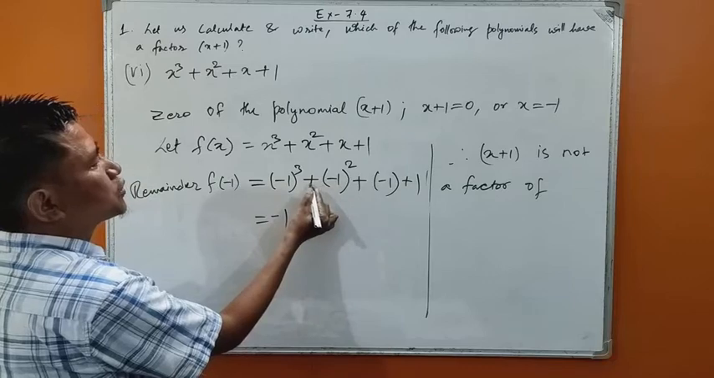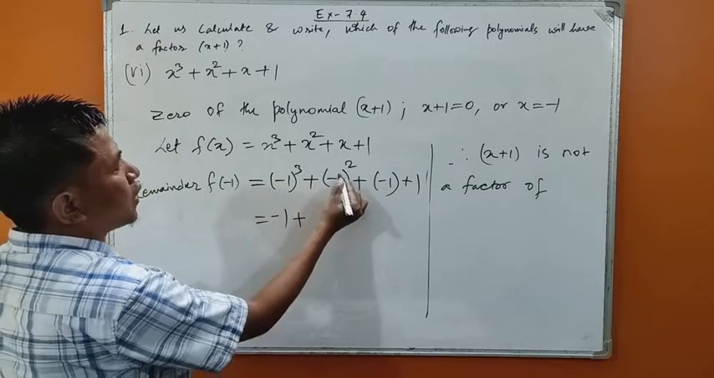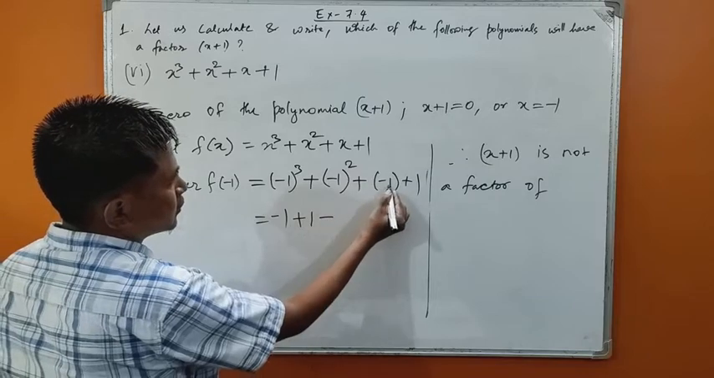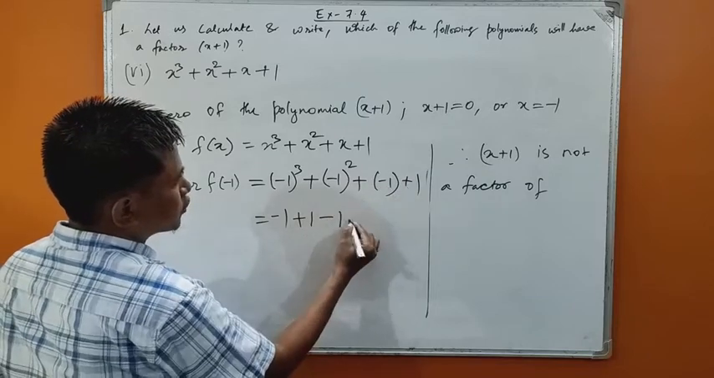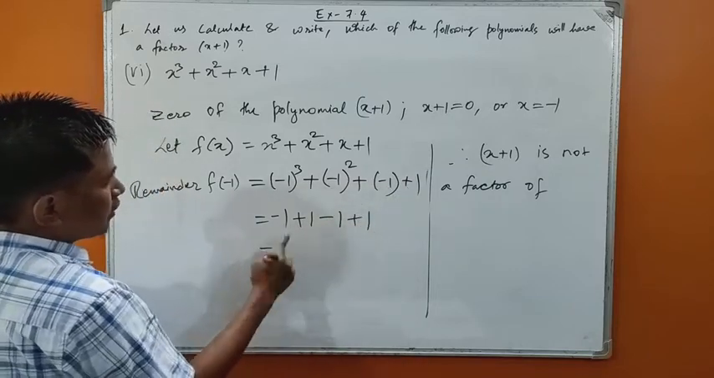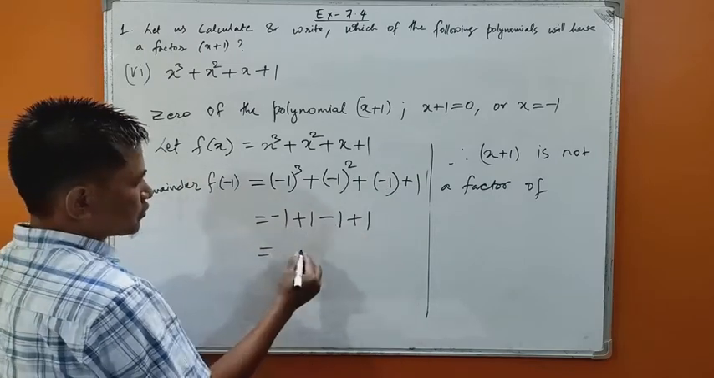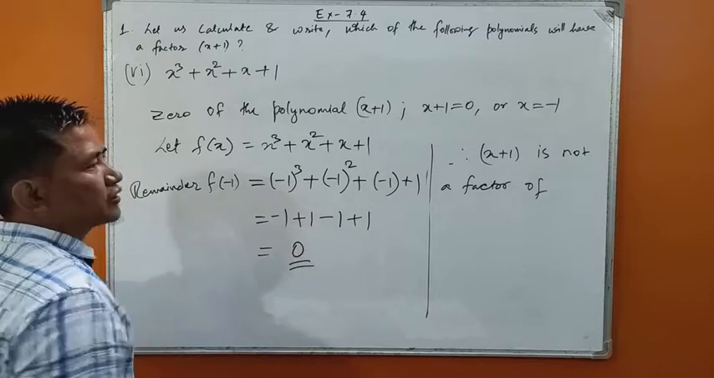This plus into this plus is plus. So 1 squared is 1. Plus into minus is minus. This 1 comes here and we have plus 1 here. Okay. Minus 1 plus 1 becomes 0 and minus 1 plus 1 becomes 0. So the remainder is 0 in this case.